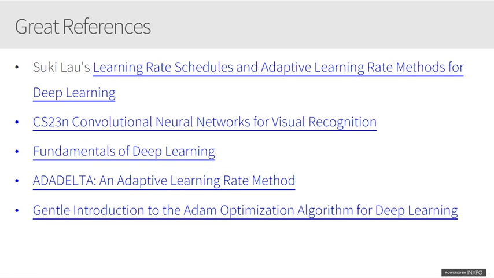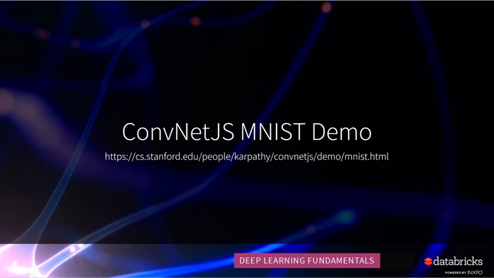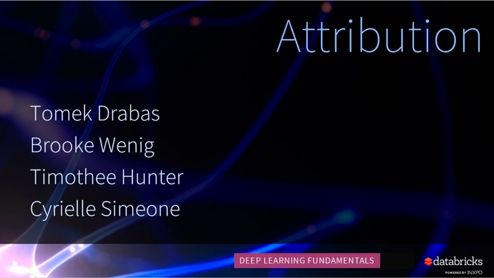There are other great references, whether it's the convolutional neural networks class by Andrej Karpathy, or specifically the white paper on AdaDelta, and also things like backpropagation with TensorFlow, and so forth. So these are great references for you to work with. Another great reference is the ConvNetJS MNIST demo. This is just a great way to visualize everything we just talked about today, so take a look at that and run accordingly.